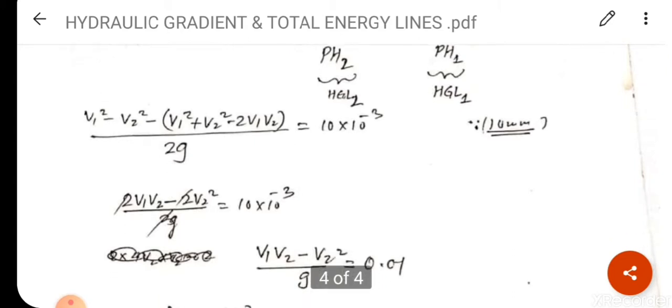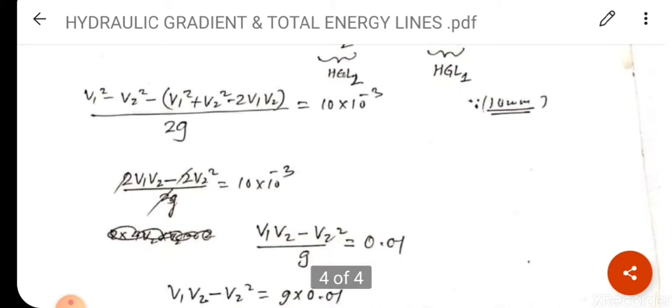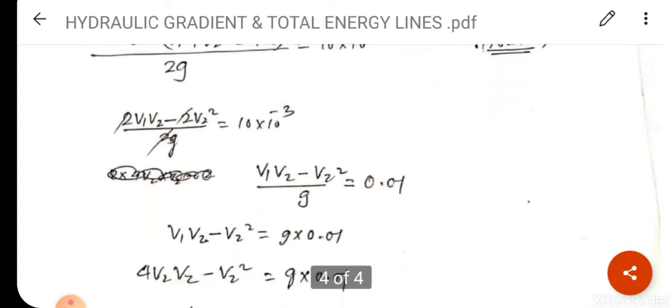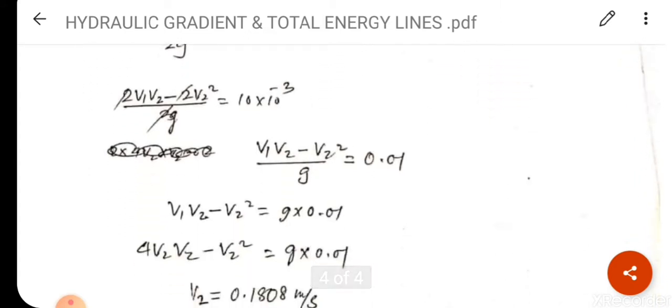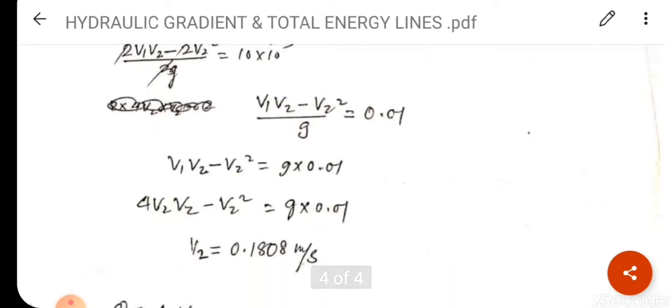After opening the bracket and cancelling the common terms, we will get 2 v1 v2 minus 2 v2 square upon g. 2 is the common term, which will be cancelled out, is equal to 10 into 10 raised to minus 3. So we will get (v1 v2 minus v2 square) upon g is equal to 0.01. So shifting g to the right side and putting the value of v1 is equal to 4 v2, 4 v2 square minus v2 square is nothing but 3 v2 square is equal to g into 0.01.